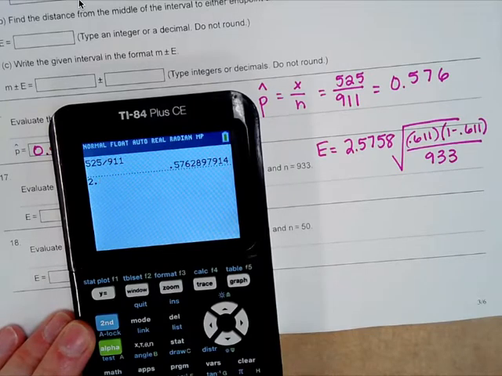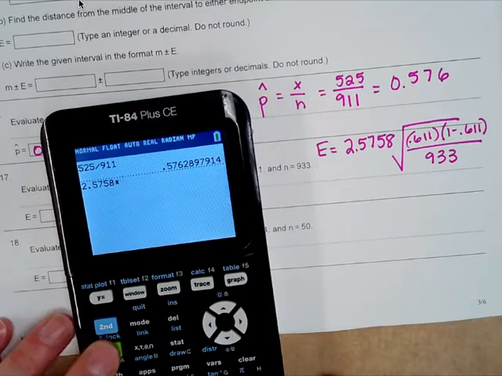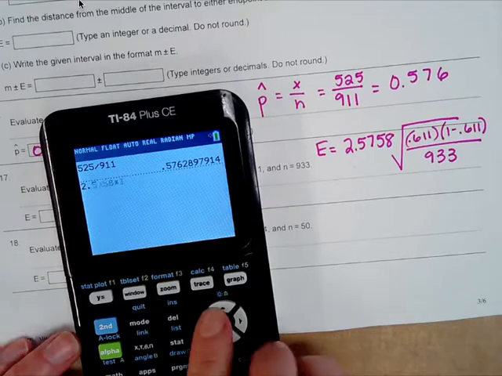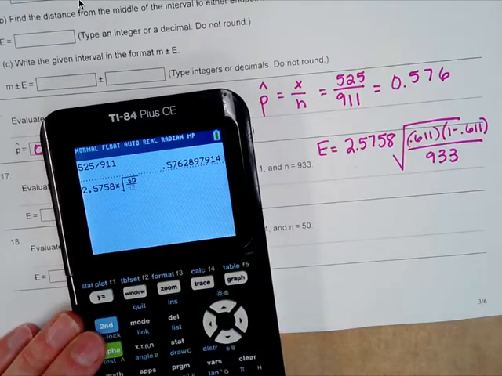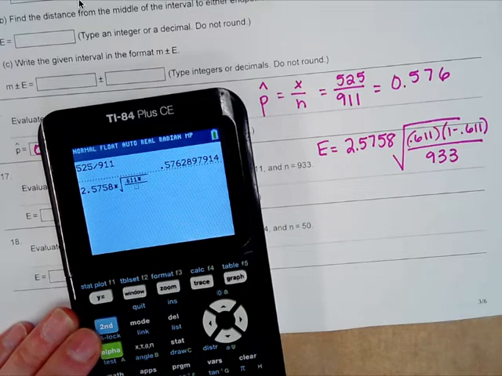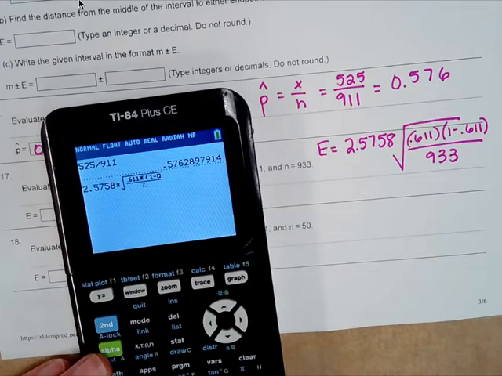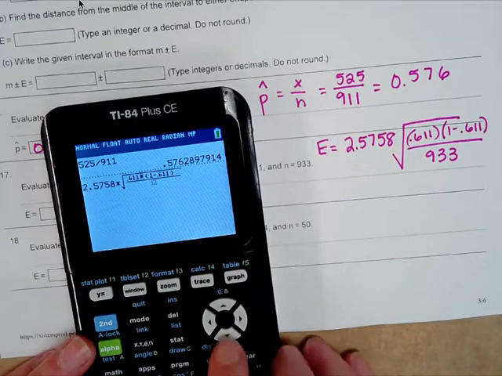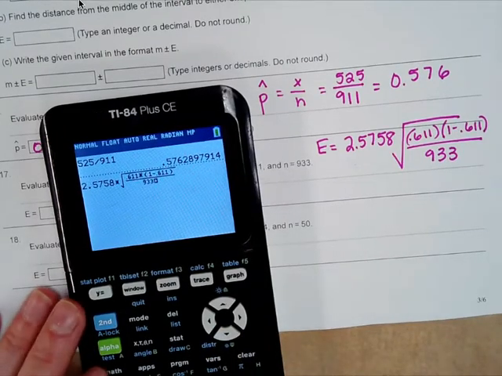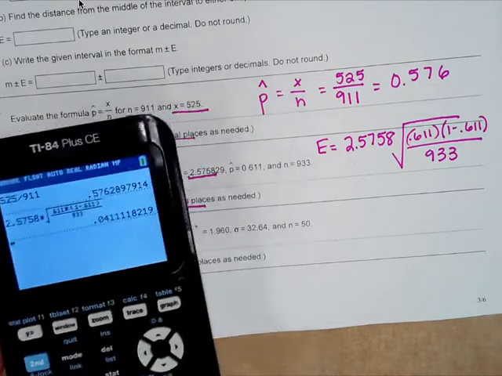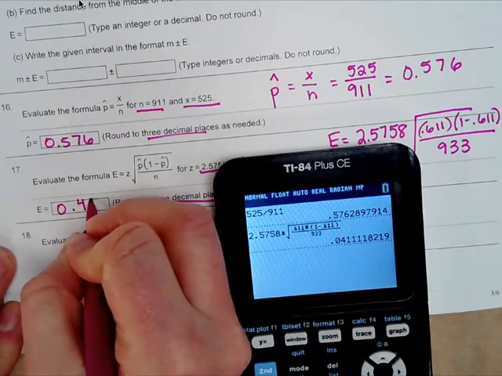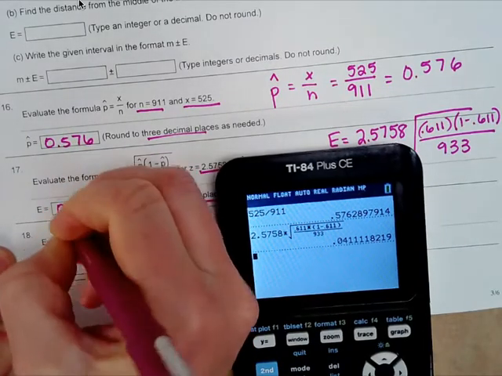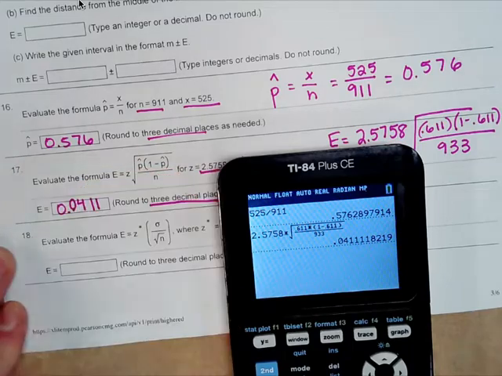And we're going to plug that into the calculator. So 2.5758 times, you do the square root, and then do a fraction, 0.611 times 1 minus 0.611 over 933. And it says round to 3 decimal places as needed. 0.041. Oh, I forgot an extra 0. Sorry. There we go.